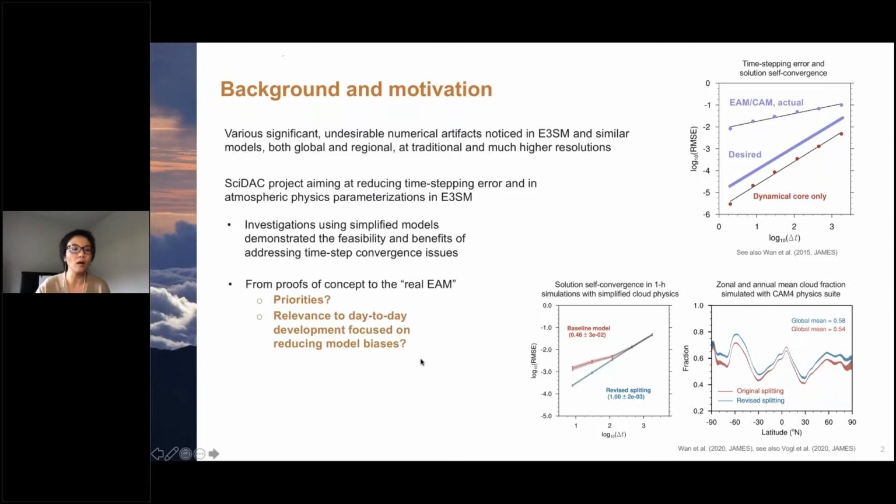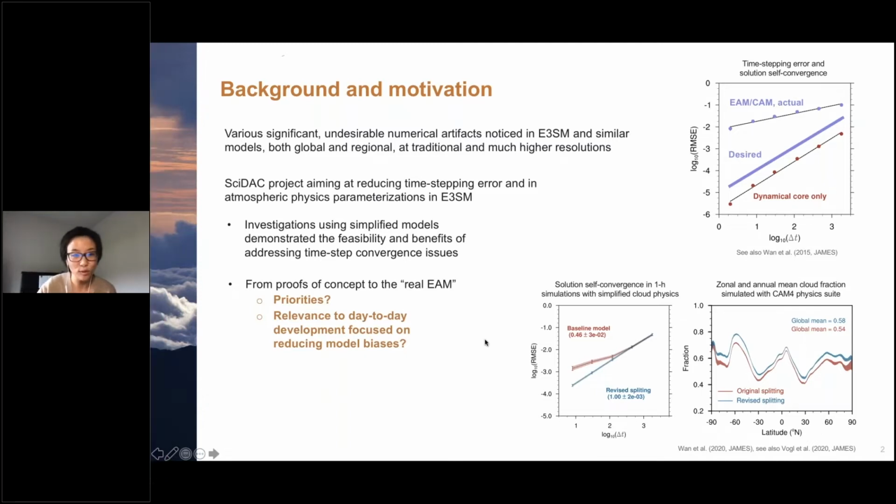Starting about a year ago, our project is in its second phase, and now we would like to move away from the simplified models and really address the issues in the current and future versions of the EAM model. So naturally we ask ourselves the question, how should we set the priorities so that we can contribute to E3SM more directly or effectively? And also we sense that every now and then our colleagues who focus more on the physics aspects and on reducing model biases in their day-to-day work might ask, okay, you get things nice and clean under the hood. That sounds cool, but what is the impact on my work?